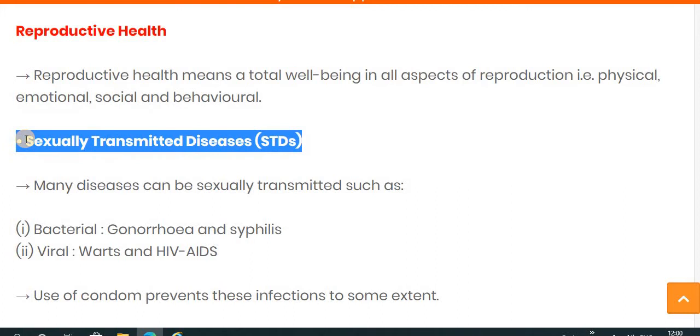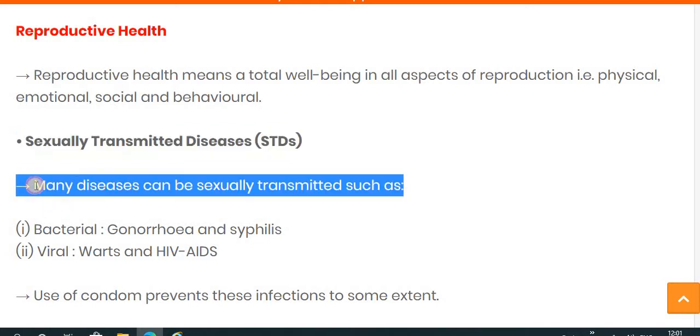Now let's see the next topic, that is STD. STD means sexually transmitted disease. In this topic we are going to discuss diseases which are transmitted by sexual intimacy. That kind of disease we consider as STD. Many diseases can be sexually transmitted, such as gonorrhea, syphilis, warts, HIV/AIDS, etc. Now let's see in detail.